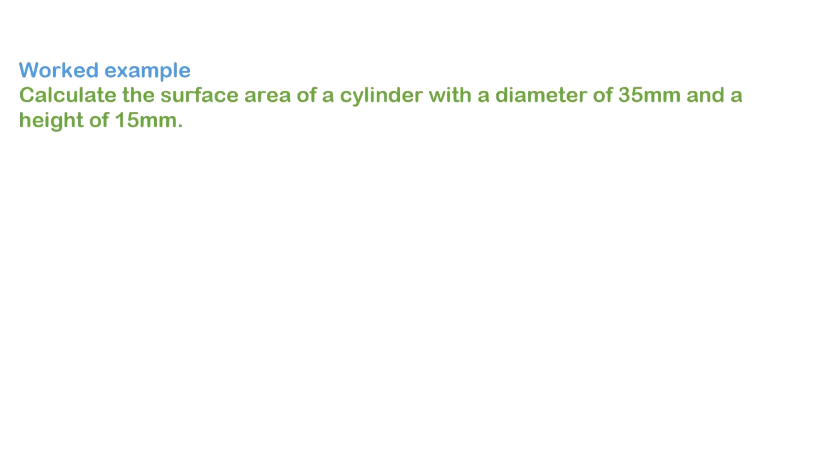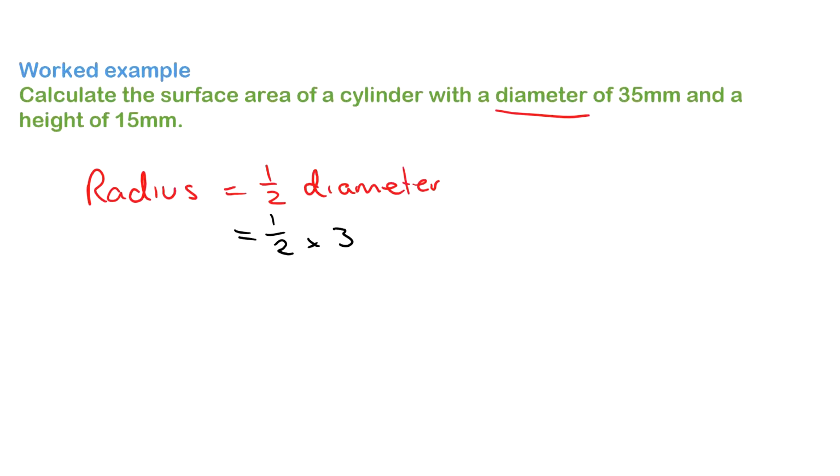We need to calculate the surface area of a cylinder with a diameter of 35 millimeters and a height of 15 millimeters. Now, the first thing we need to make sure we notice when we're reading this question is it does say diameter, so I need to find the radius. And the radius is half the diameter. So what we're going to do here is go half times 35, and we get 17.5 millimeters. So that's our r value.